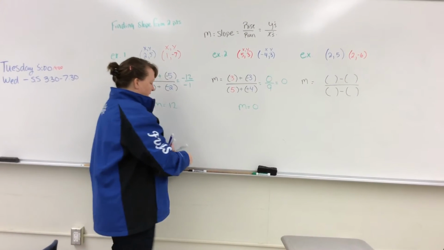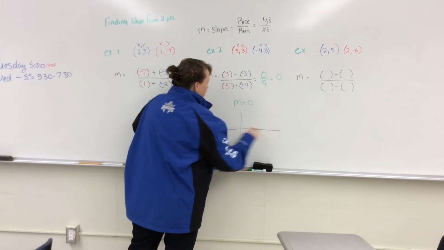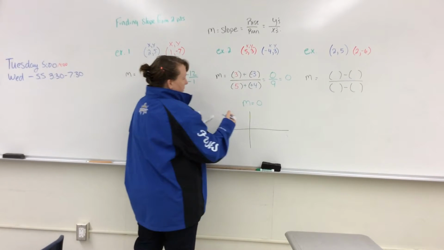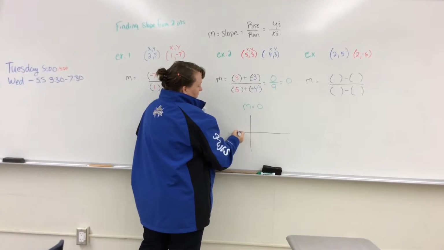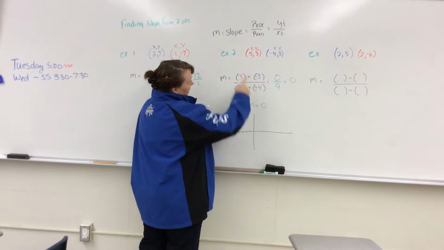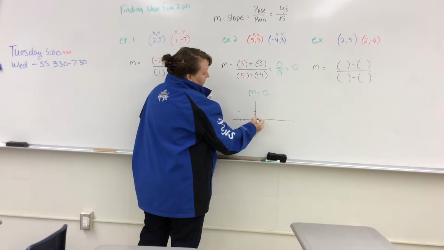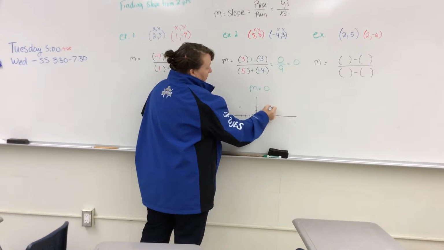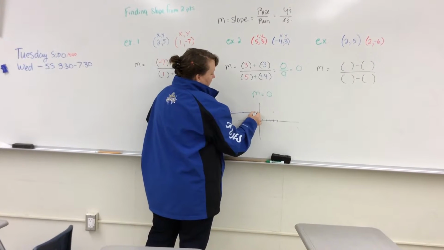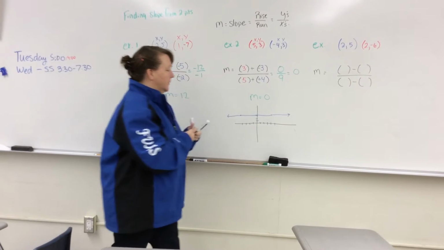Now, if we were to graph these points, just to give you an idea of what a 0 slope looks like, you have -4, 3, and you have 5, 3, and when you graph that line, you can see that it's a horizontal line, with my perfect line, of course. Okay.